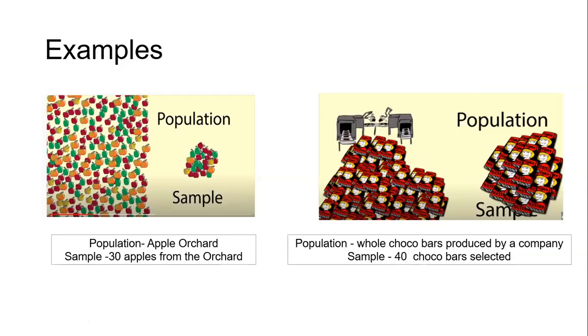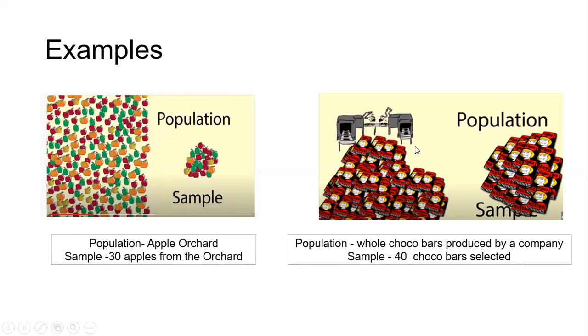I have given examples here also. The first example is an apple orchard or apple garden. Someone wants to take a sample from this apple garden, and wants to check the mean weight of the apples. So anyone can take a sample from this garden in this way. The population is this apple orchard, and the sample is this. Here he has taken 30 apples from the apple orchard. So this is the sample.